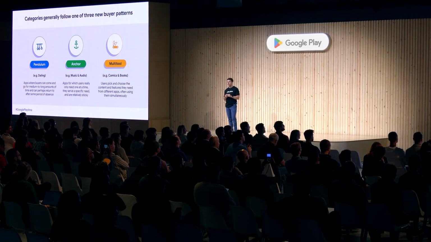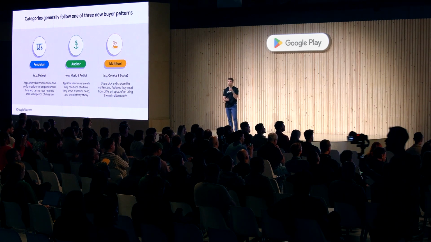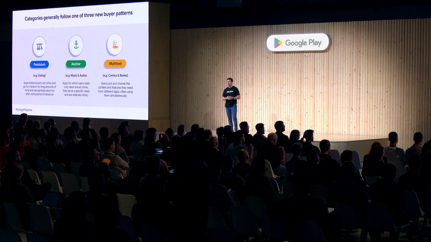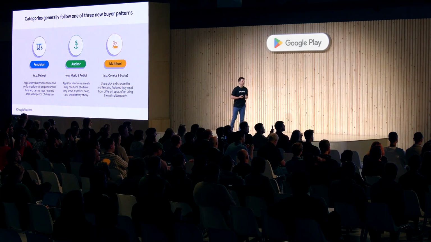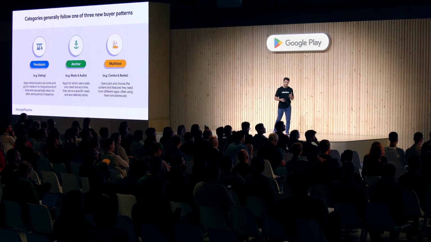Okay, so now we have our holistic benchmark. Let's dig a little bit deeper. Within app categories, what we've seen is that they generally follow one of 3 new buyer patterns. And today you're going to hear me refer to them as buckets. It's just a collection of categories. First is the pendulum bucket. So buyers here will buy in an app for a medium to longer period of time, and they may come and go after some period of an absence. And an example here might be a dating app.